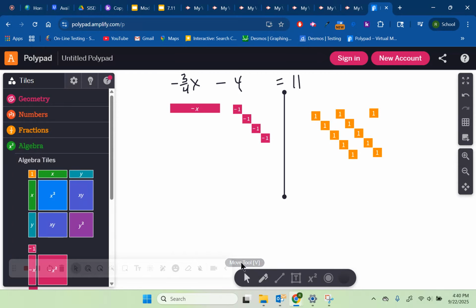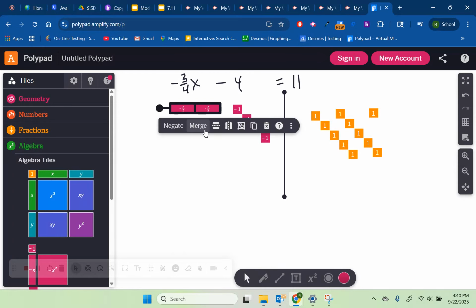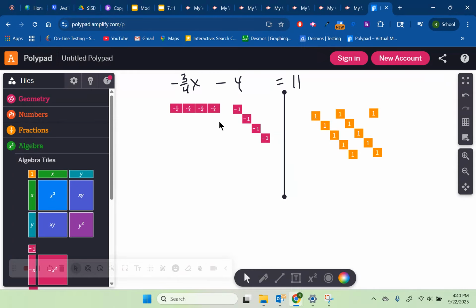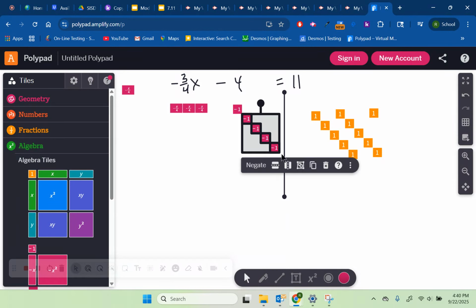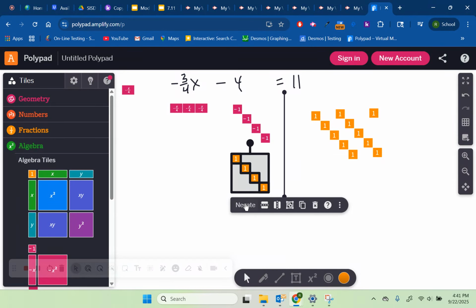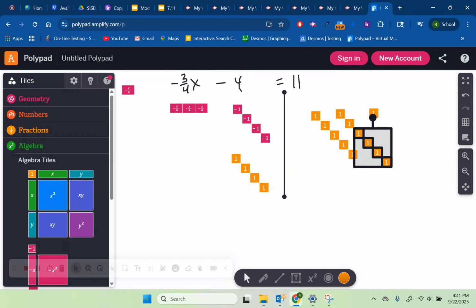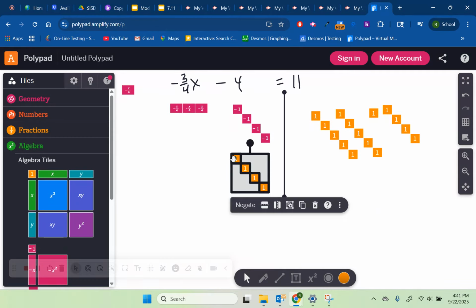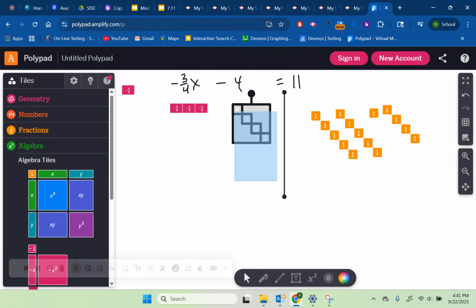And again, here, I'm going to break this guy apart this way. And I know that I have negative 3/4 x minus 4 equals 11. And then I will just make my copy. I will negate it. Make a copy. So I'm going to add 4 to both sides. All right, so you can see what this looks like.